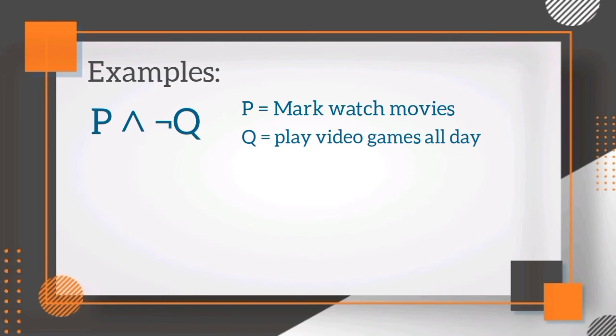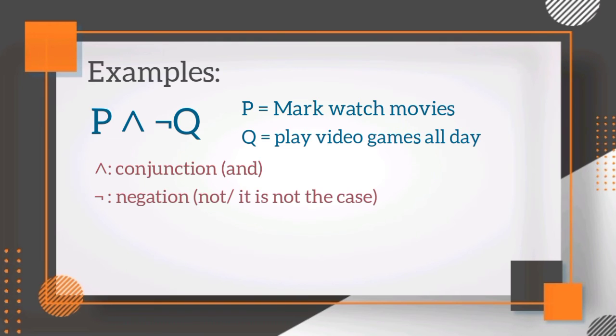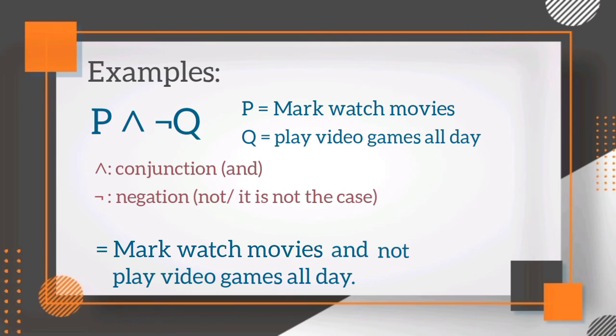For our next example, the symbols and the propositions P and Q are given. Now we will try to convert this into a statement. Here we can see that the connectives used are the conjunction and the negation. So if we try to arrange it, P, which is Mark watches movies, then the conjunction and the negation of Q, which is not play video games all day. So this will be the resulting answer.